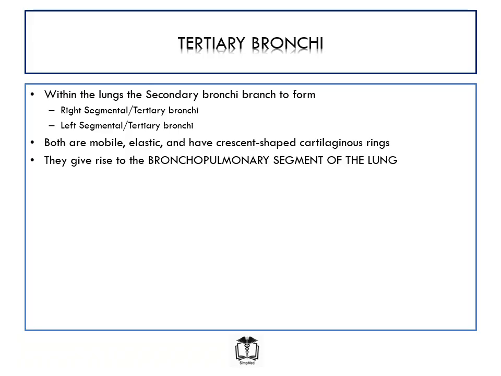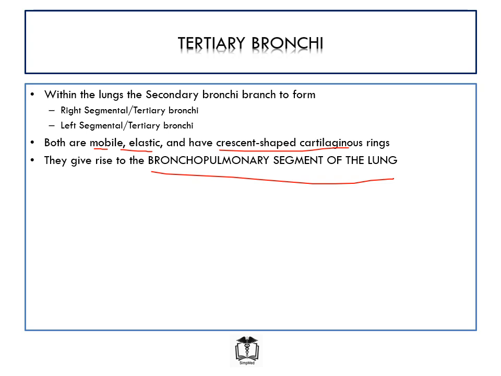So within the lungs, we start to see the secondary bronchi dividing to form a tertiary bronchus. The tertiary bronchi are usually also called segmental bronchi. There are multiple bronchi found within the right and the left lungs. So we have right segmental or tertiary bronchi and left segmental or tertiary bronchi. In terms of shape or structure, they are mobile, they are elastic, and they are made up of crescent-shaped cartilaginous rings, just like the secondary bronchus. The tertiary bronchi are unique because they eventually fit into a very important aspect of the lung we call the bronchopulmonary segment. So just as the trachea forms the main bronchus, forms the secondary bronchus, forms the tertiary bronchus.